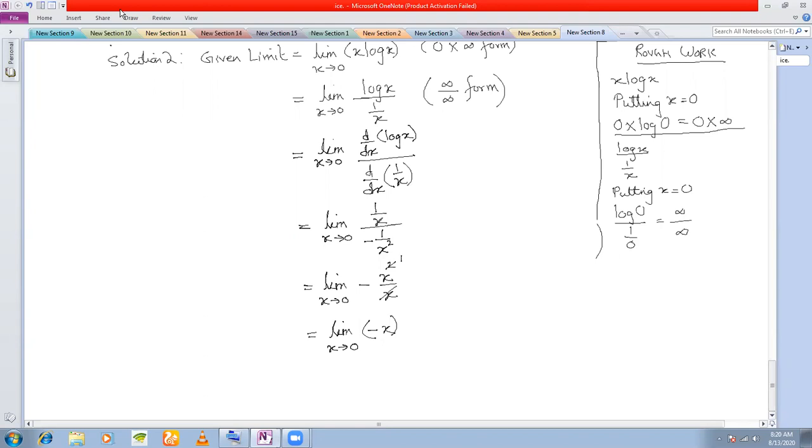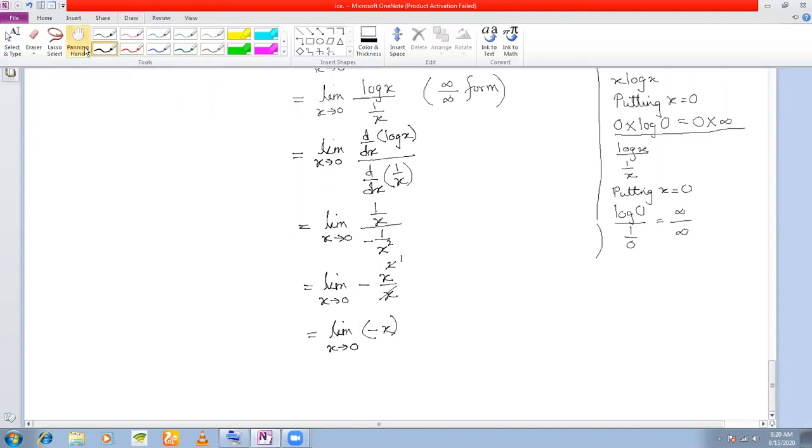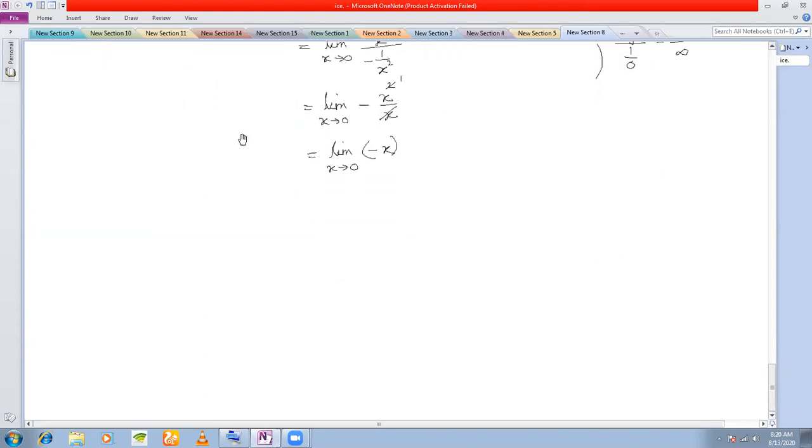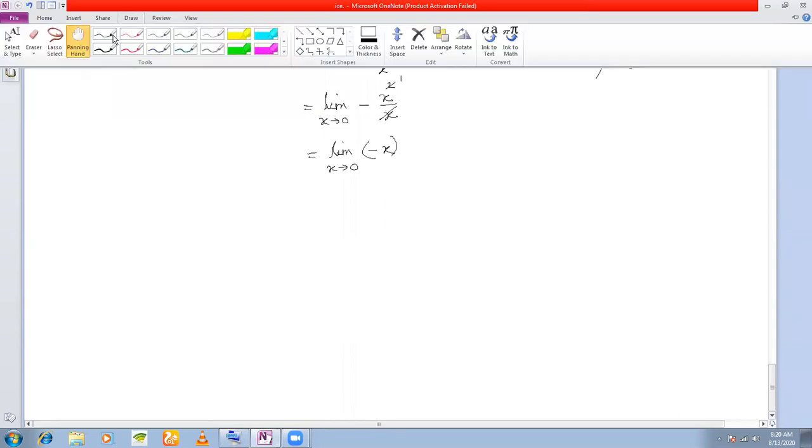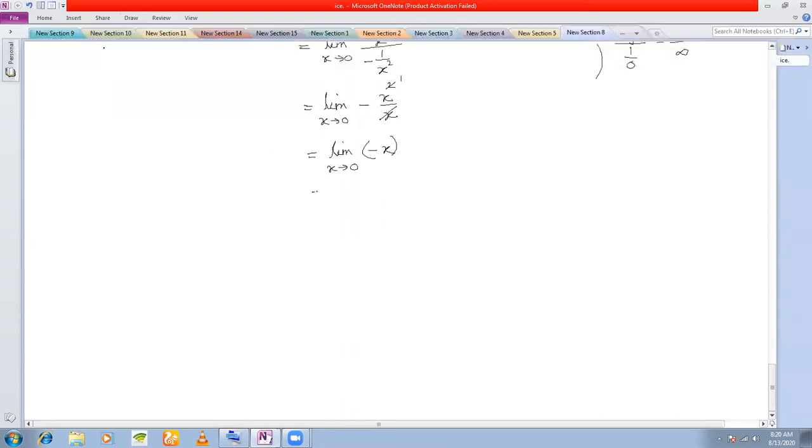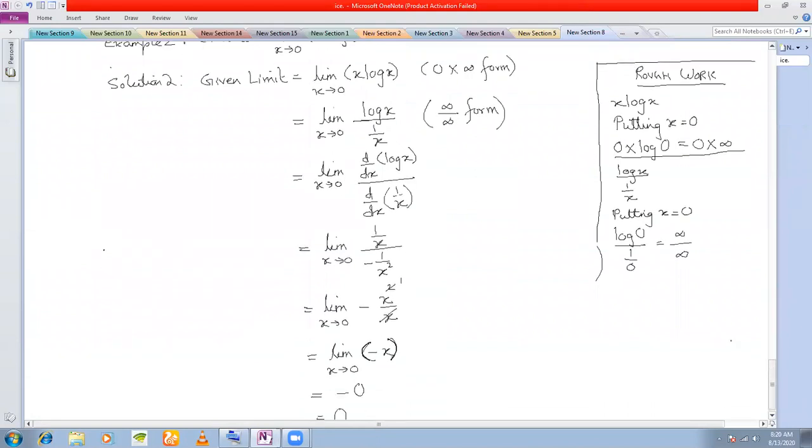Now you put the value of x here. What do you get if you put x equal to 0? Minus 0, which is 0. And 0 you know is a determinate form. So therefore the value of this limit is 0. Is it absolutely clear from these two examples?